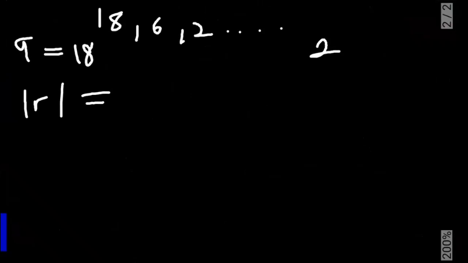Let me write out the sequence. We have 18, 6, 2. So our first term is 18. Our common ratio is the ratio of one of the terms and the term preceding it. Let's pick one of the terms. Let's pick 2. The term preceding 2 is 6. So the ratio of this is 1 to 3. This is the common ratio between 2 and 6, the third term and the second term.